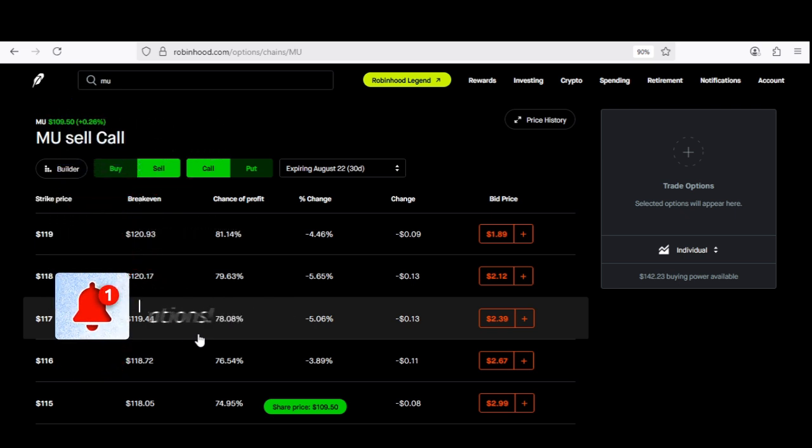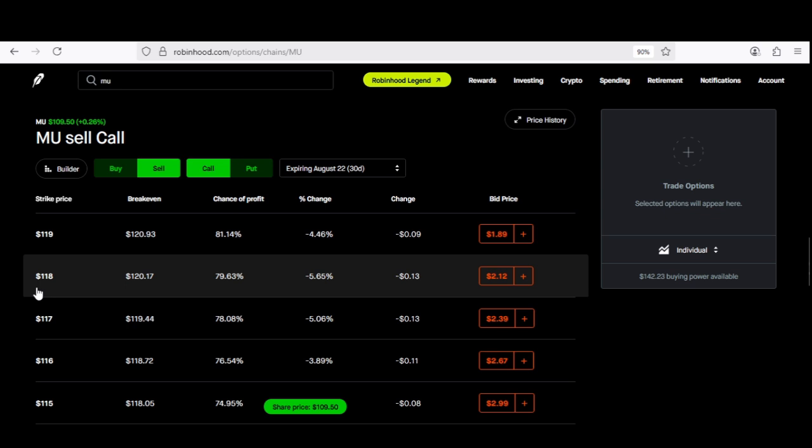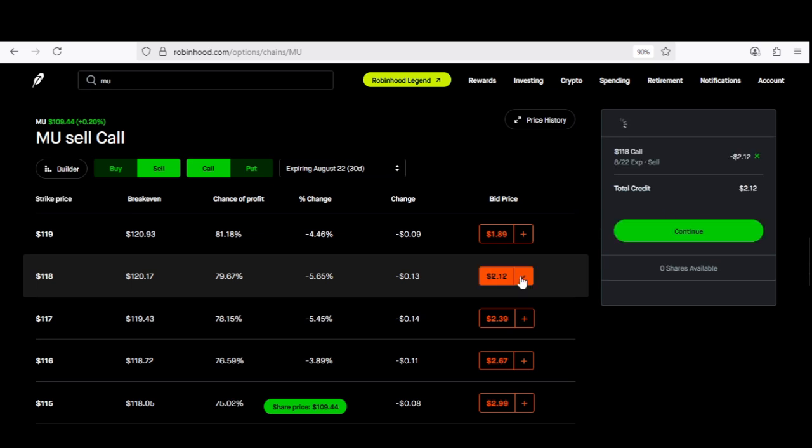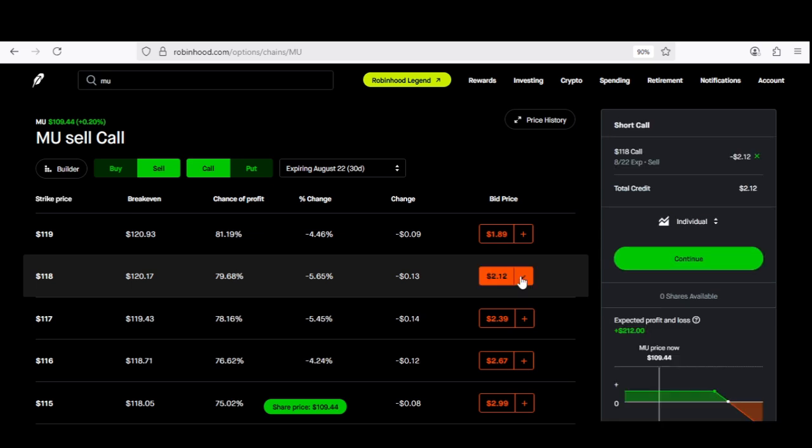So just for the purposes of this video, we're going to be choosing the $118 strike price. And the reason for the $118 strike price is because it coincides with around an 80% chance of profit. Now we're going to click into that bid price right here. Now, this is what's known as a covered call option strategy. The covered call option strategy is going to be an income generating option strategy.